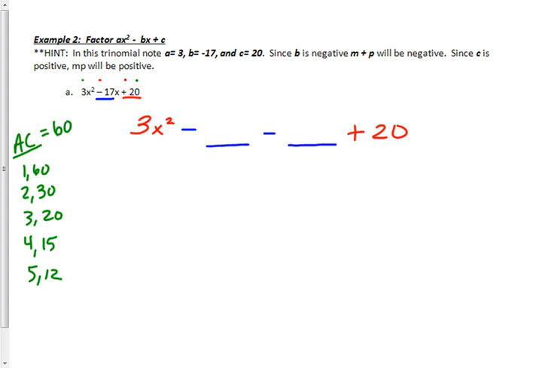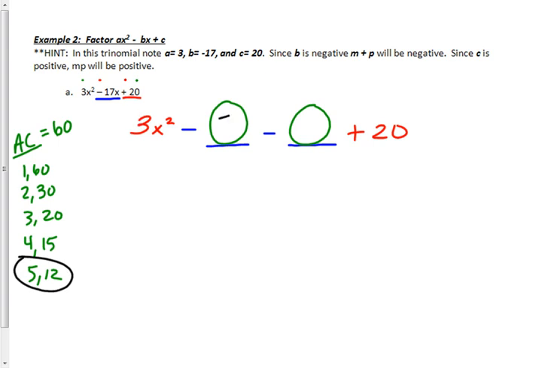That B value is negative 17. So when I fill these in up in these spots here, they're going to be two negative values that I add together. When I add them together, I'm going to get that negative 17. And the only way I can do that is by stealing these two down here, the 5 and the 12.